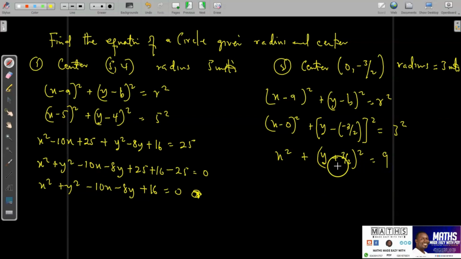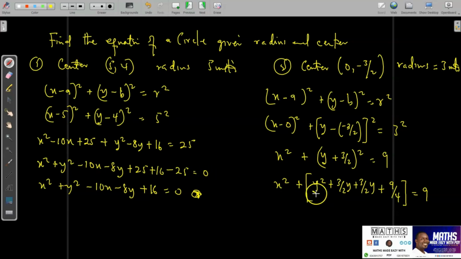Now we can expand this. Expansion of this, what are we getting? x squared plus y squared, right? Yes, y squared. Then what else? y times that will give me 3.5y plus another 3.5y. Then finally plus 9 on 4, all equal to 9. Are we all okay with the expansion?